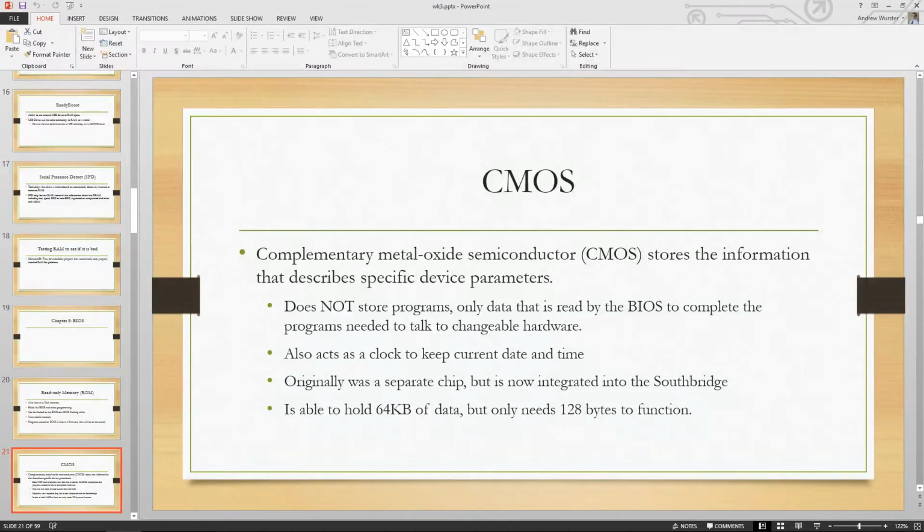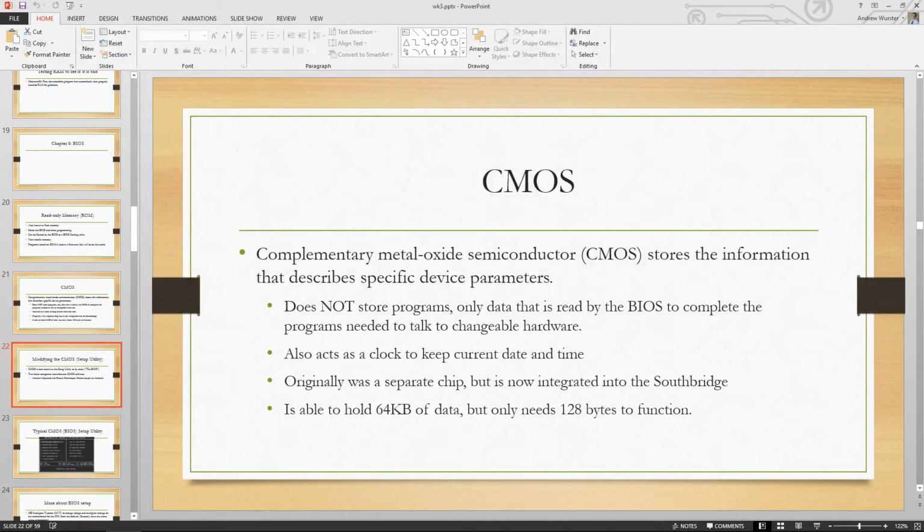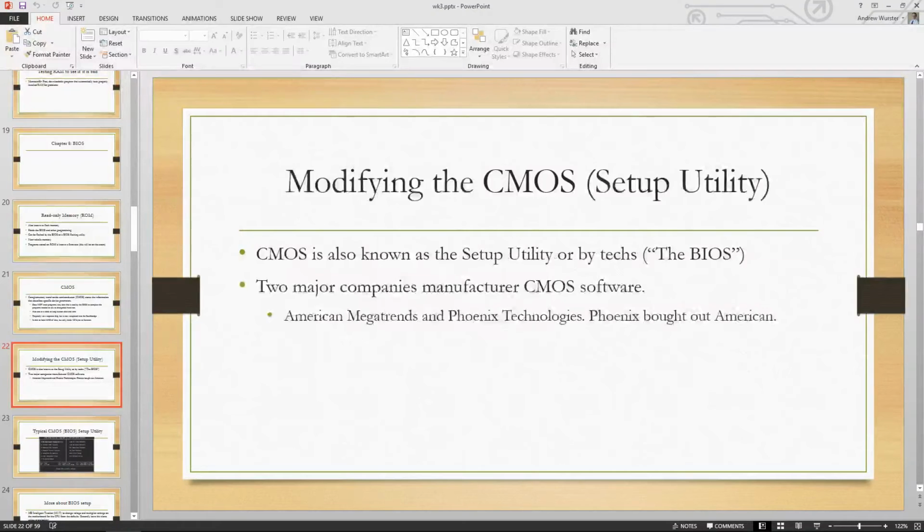So it's able to hold 64 kilobytes, but it only uses around 128 bytes to function. So, technically, the setup utility is known as CMOS. However, almost every tech will refer to it as just the BIOS, even though technically the BIOS isn't really the setup utility.